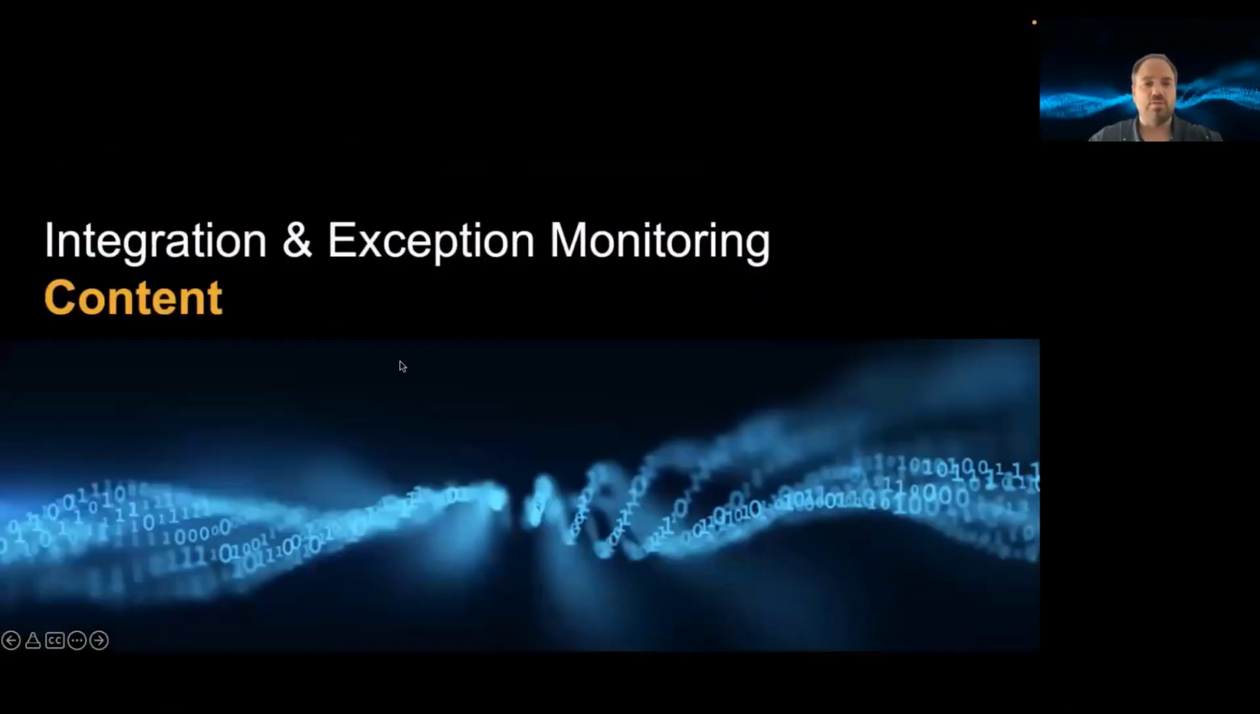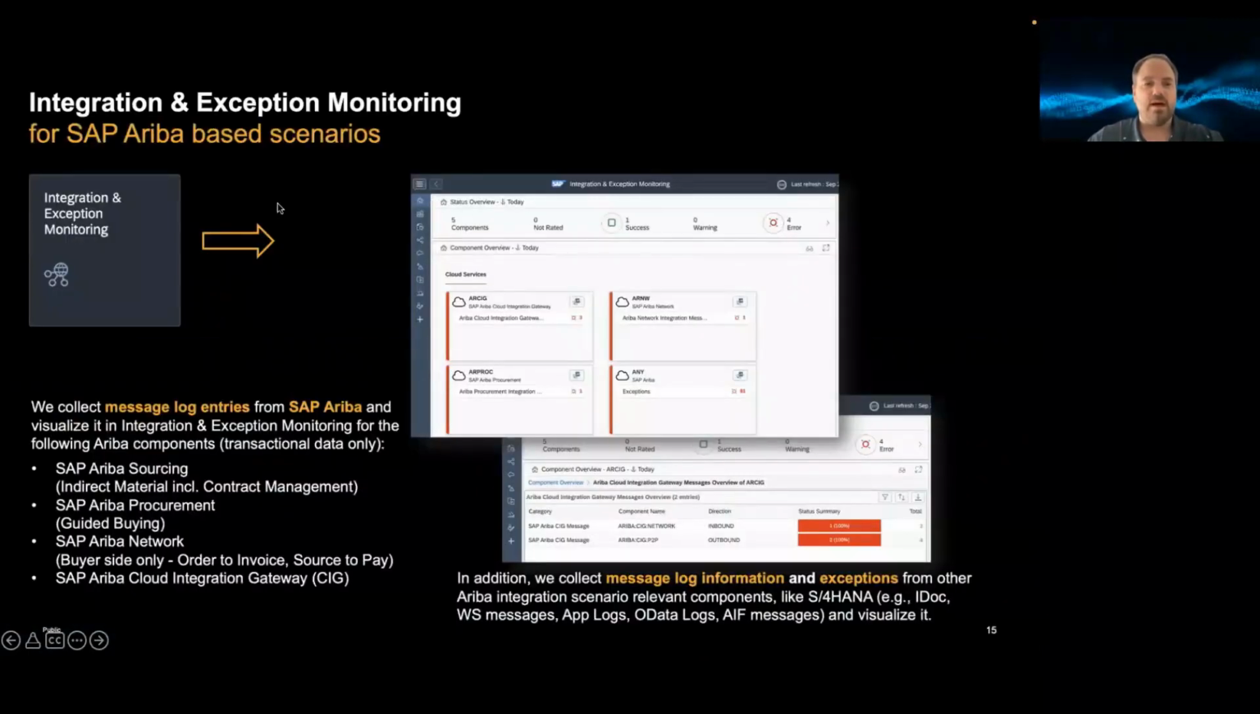From a content point of view, we added now the support for SAP Ariba-based scenarios. So there we collect simply message log entries and also the corresponding exceptions from the S4 side. For example, for Ariba, you can now monitor nearly every cloud service from Ariba. It starts with Ariba sourcing. You can configure Ariba procurement, better known as guided buying. Then we have the Ariba network available, and the cloud integration gateway is also available now.